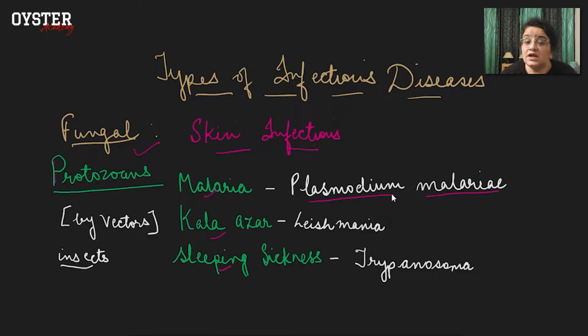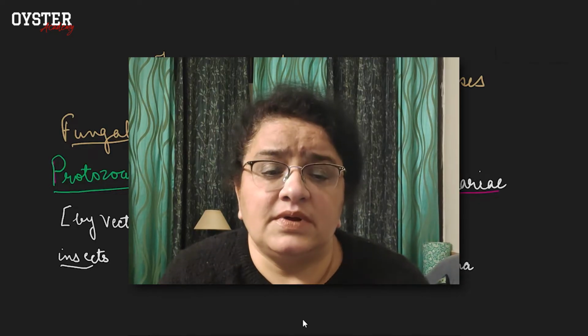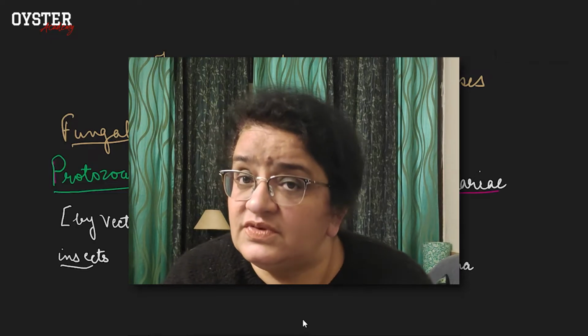And next is Kala Azar. It is also known as black fever in India, again caused by a protozoan called Leishmania. Why is it known as Kala Azar or black fever? Because in this, along with the fever, blackening or darkening of the skin also occurs. Next is sleeping sickness. Sleeping sickness is caused by a protozoan called Trypanosoma.